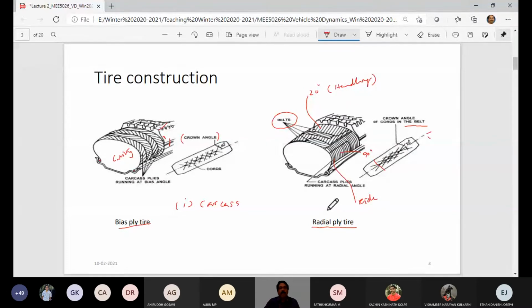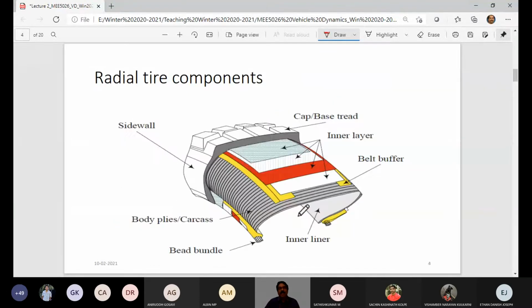So let's move ahead. I have put in this detailed diagram so that you get clarity on the different components. Looking at the radial tire components, this is called the bead. The bead is not one single steel wire; it is a bundle of steel wires bound together, going in a circumferential fashion on both sides of the rim. And you see the body plies, called the carcass, going from one bead to the other bead, at a 90-degree crown angle.